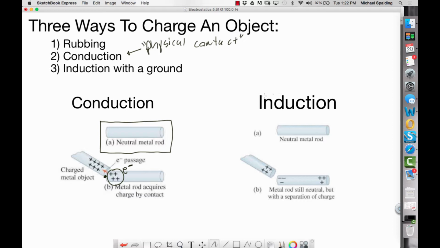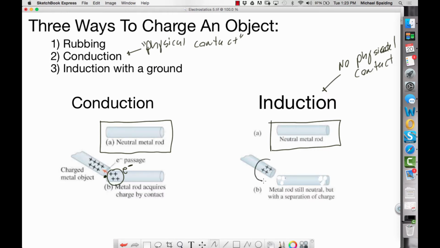Okay, now, induction. Charging by induction. So again, we have a neutral rod. Now the thing to know for induction is no physical contact. Physical contact, no physical contact. So you have this rod here that's neutral. In fact, let's not show what happens yet. They're giving us the answer. Take that away, take that away. Okay, so it's completely neutral.